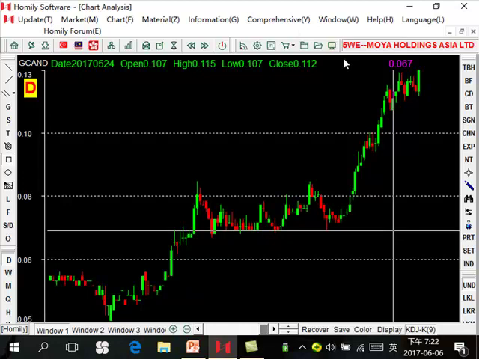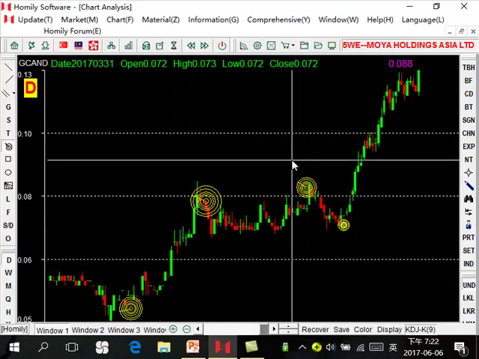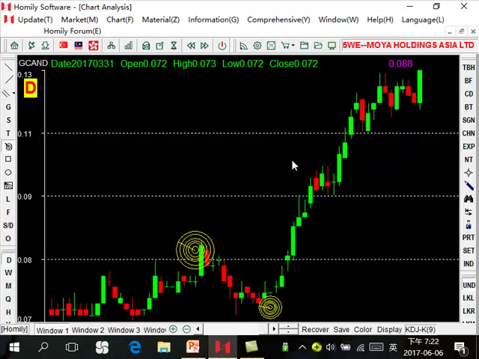Firstly, we can judge the trend, uptrend or downtrend. We can see the trend is still an uptrend. So if you have this stock, do you sell or keep it? You can keep it, because the trend is an uptrend. Okay, so let's see this one.